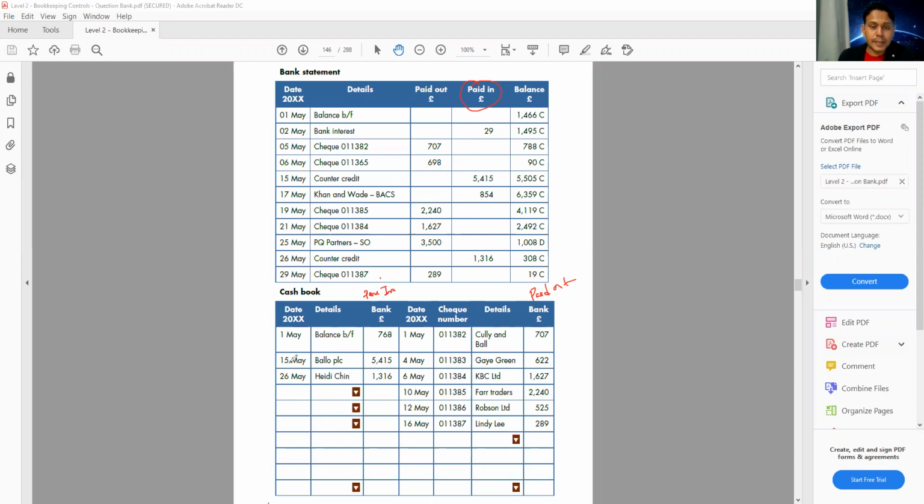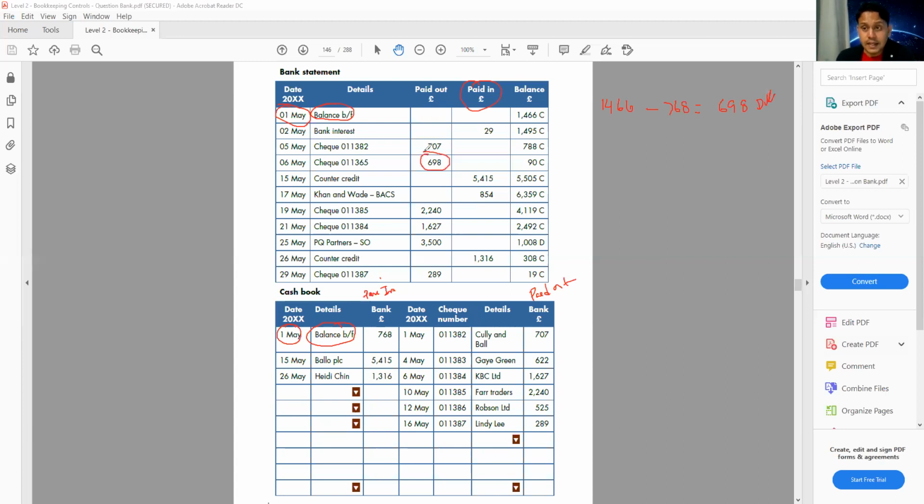The next thing here is the opening balance. If there is a difference between the opening balances, the opening balance is the balance from the bank and from the cash book. So on the 1st of May, the bank said we have 1,466 pounds, but our book said on the 1st of May we have 768 pounds. How much is the difference? The difference is 698. Thank you, Evelyn. That's the difference. As soon as you have a bank reconciliation question, the first thing you do is find the difference. Then you try to find, is there anything on the bank statement with this amount?